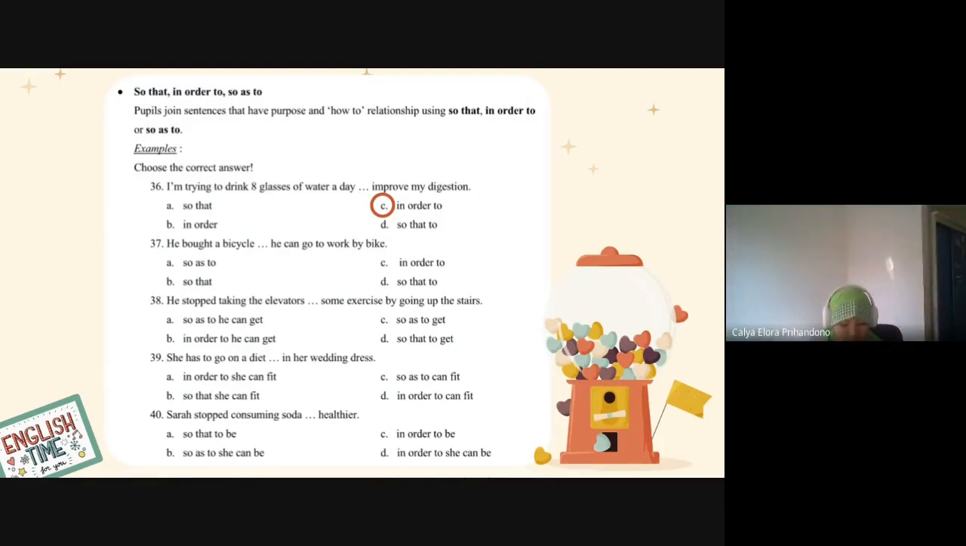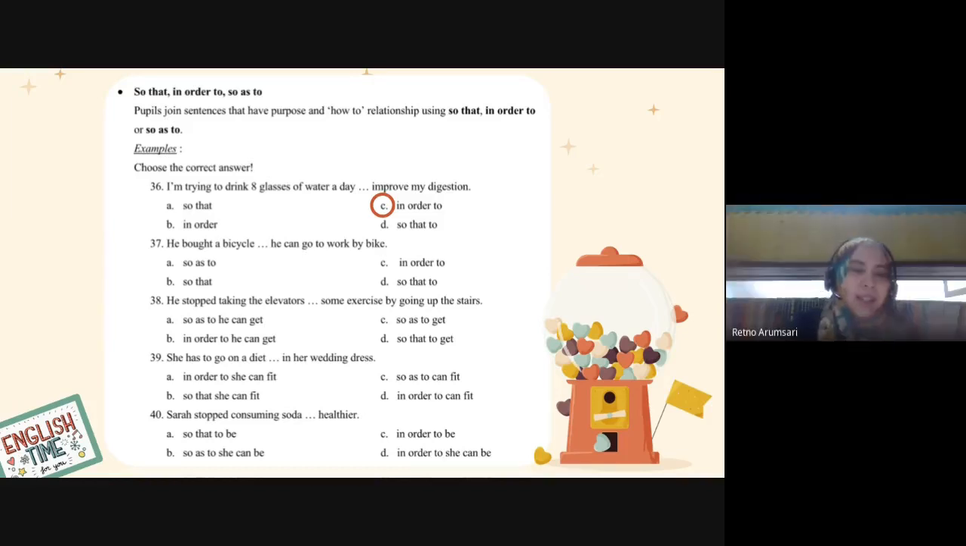He bought a bicycle so that he can go to work by bike. The answer is so that. That's right. How do you know the answer is so that? Because after the blank, you can see he, a subject, followed by a full sentence. So the answer must be so that. It cannot be in order to. It cannot be so as to. Okay. Now, thank you, Elora.